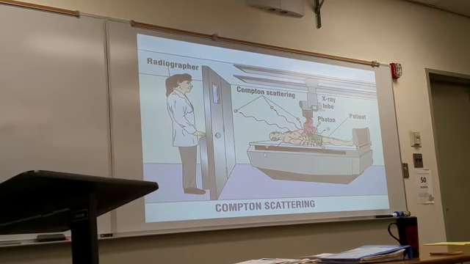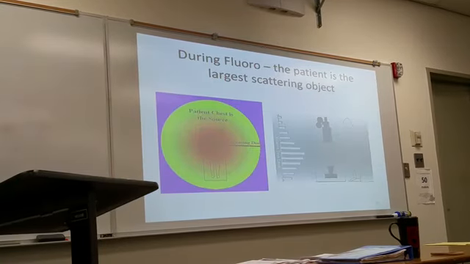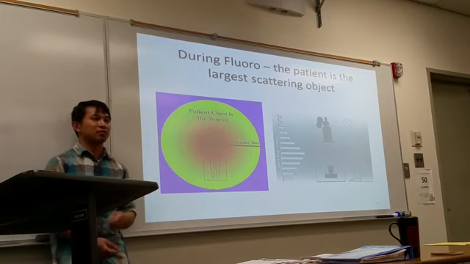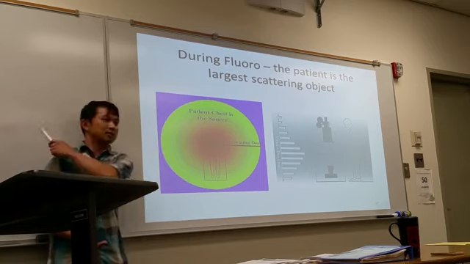Sometimes we have to be in a room with patients due to fluoroscopy exposure. So the patient is the number one source of Compton scatter radiation. As we work with our patient in the fluoroscopy room, the patient is the main source of our exposure.